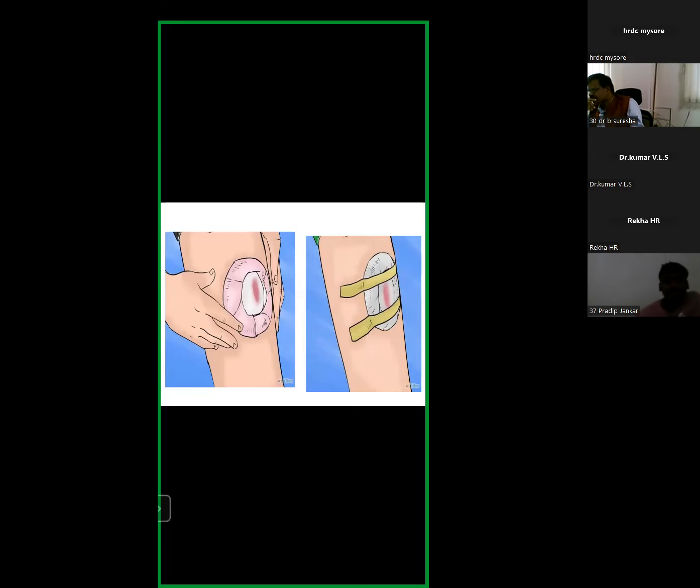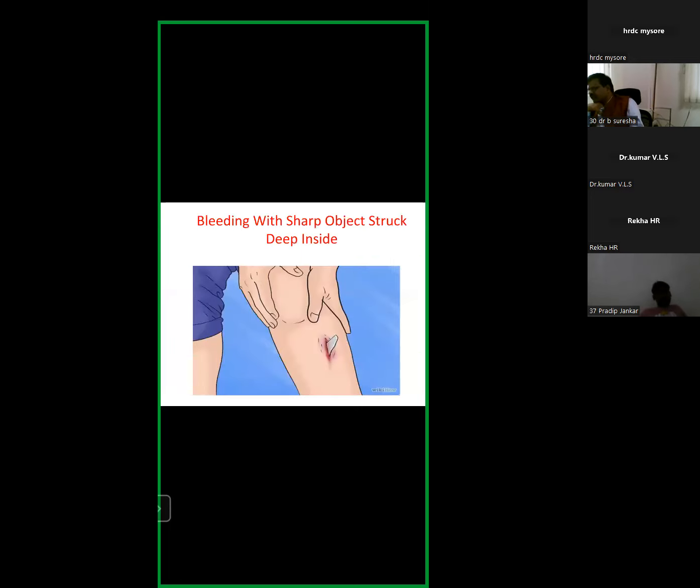Once they take it out, they put the sutures. There is no harm, that can be done only at the hospital level. If we try to remove any foreign body which is stuck deep inside, we may end up with a situation which cannot be managed locally at the site.